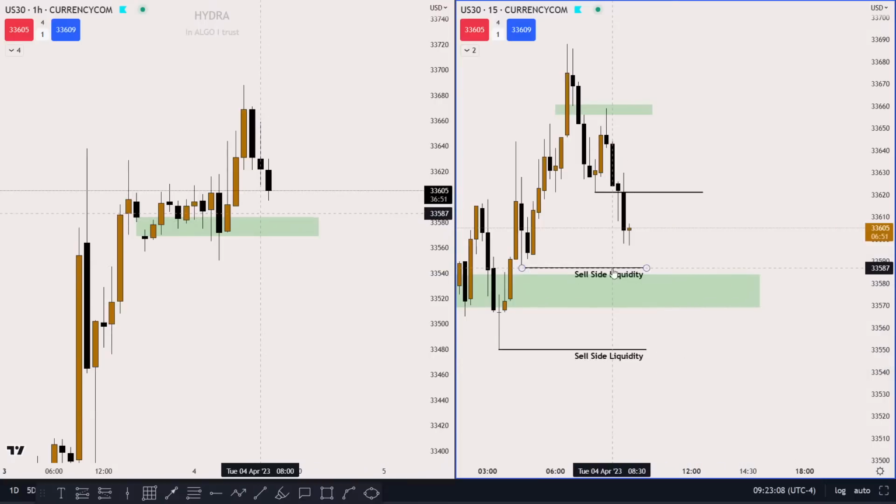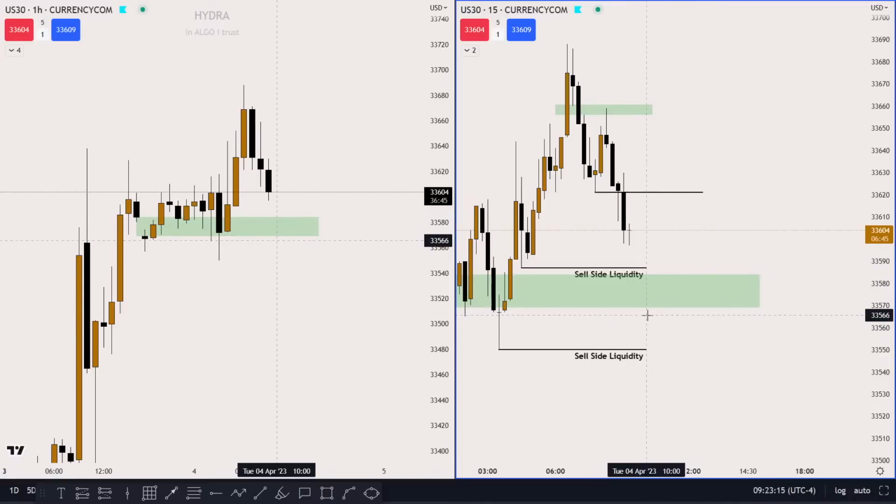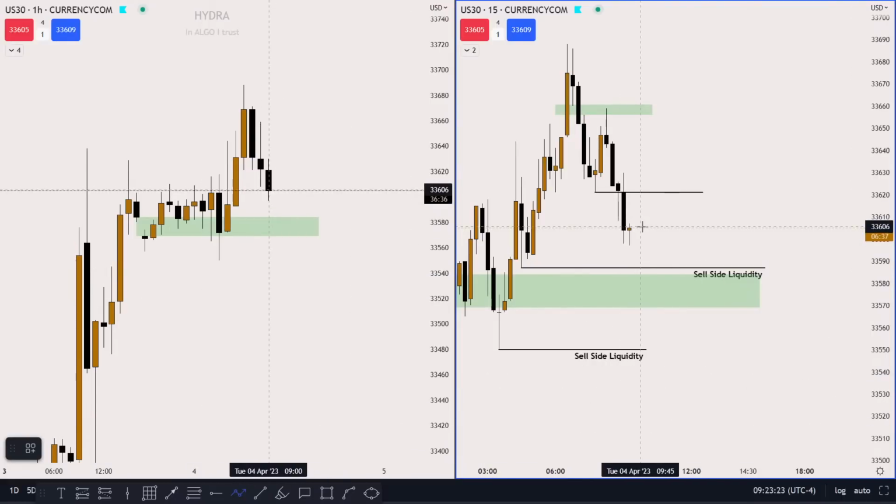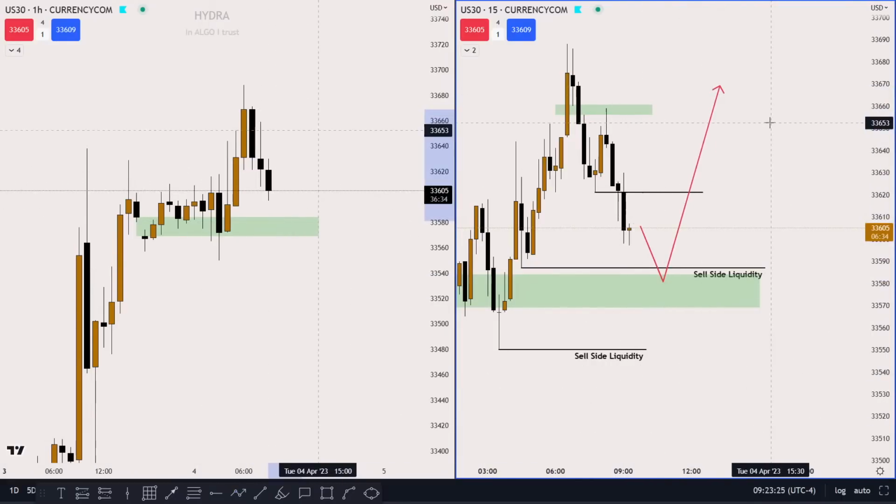If we are really bearish, I want to see price close a candle's body below this new week opening gap. Until then, price can come down and take this sell side liquidity, and then it can retrace. It can show a retracement from this new week opening gap.